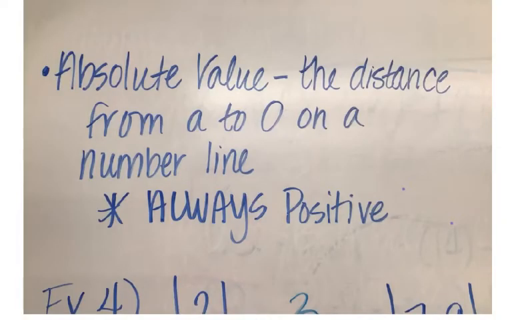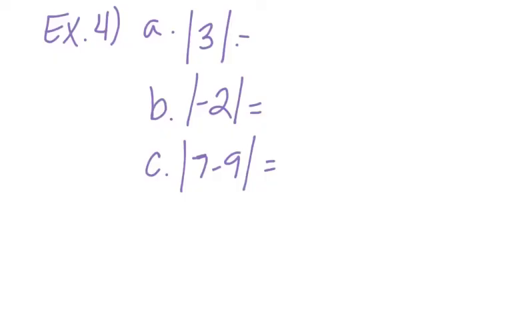All right, now let's talk about absolute value and how it relates to our number line. Absolute value is the distance from A to 0 on a number line. And that being said, that's like having the absolute value of A. So whatever number is here, or letter, it's the distance from whatever's inside to 0 on the number line. Absolute value is always going to be positive because distance is positive. Okay, so we're going to look at example 4A, the absolute value of 3. So if you have positive 3 on your number line, how many units away from 0 is it? It's 3 units away from 0, so the absolute value of 3 is simply 3.